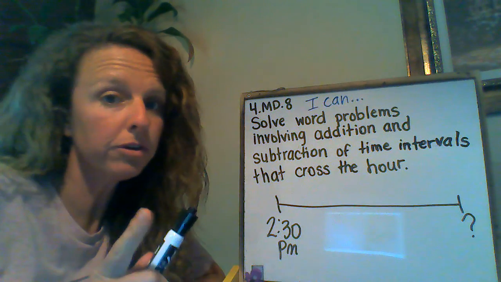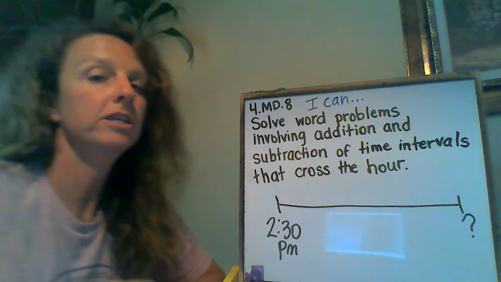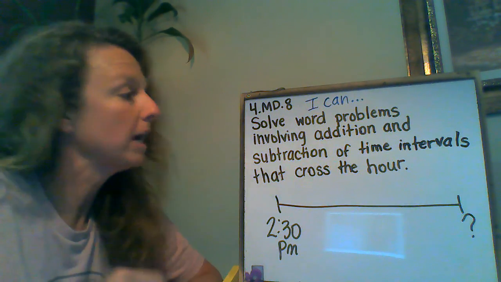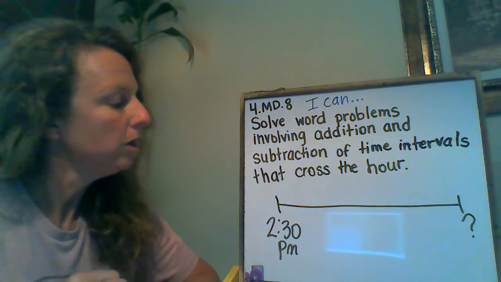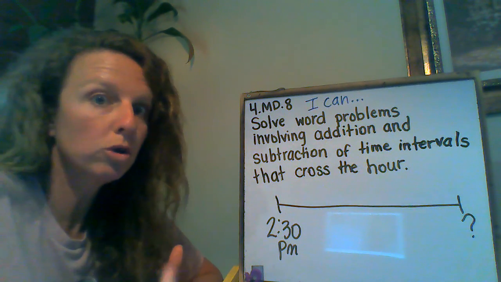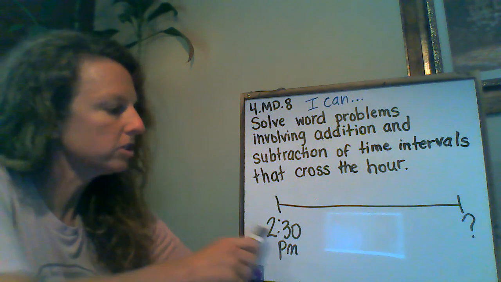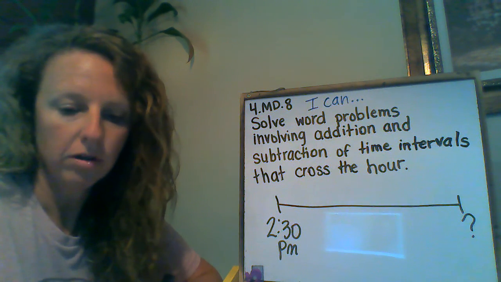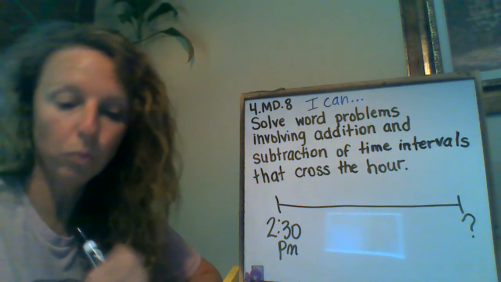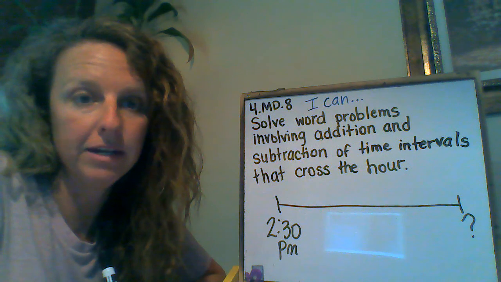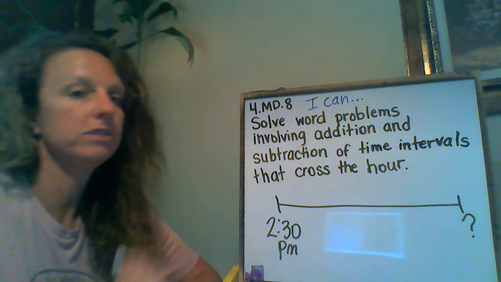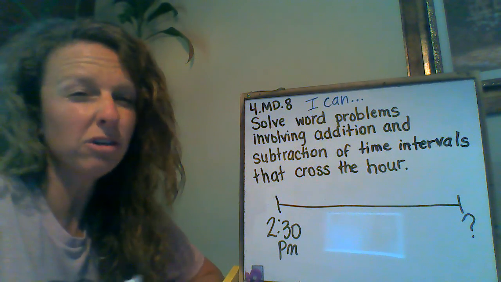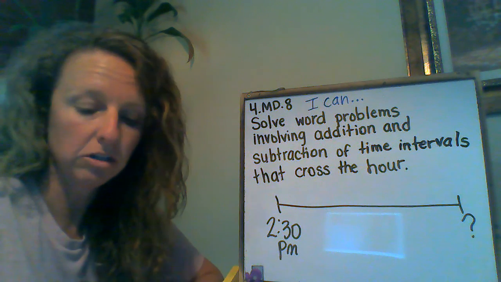Now, in 4th grade, we're going to be solving addition and subtraction of time intervals that cross the hour. So here's an example. The movie, let's say it's Trolls World Tour, starts at 2:30. The movie lasts 1 hour and 35 minutes. What time did the movie end? Again, I'm using a number line, and you can also just do it mentally in your head.